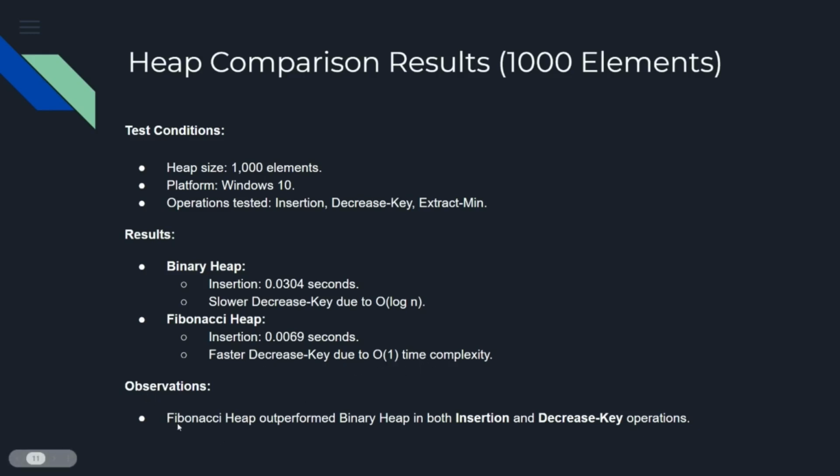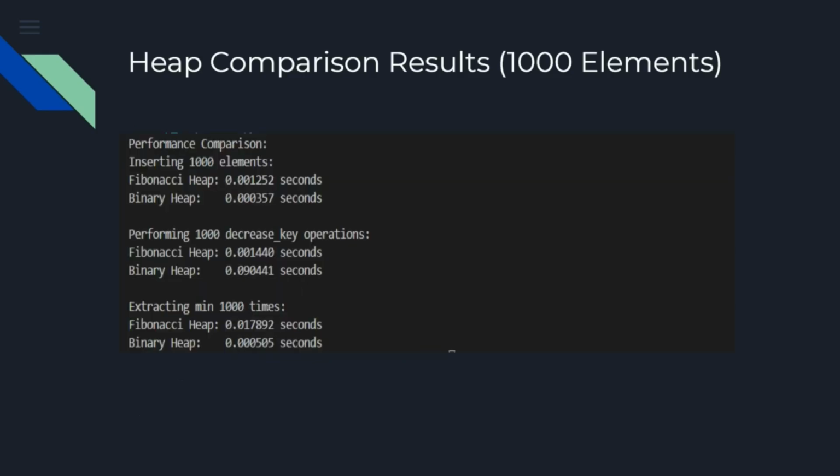Our observation for this one was that the Fibonacci heap outperformed the binary heap in both insertion and decrease key operations. That was our results for the 1,000 elements, and here's the screenshot of our code. It's pretty much the same thing as what I had in the other code, telling us the times for all of this. So the performance comparison: Fibonacci heap was this much, and this one's for the 1,000 decrease key operations. Here's that, and let's go on to the next one.